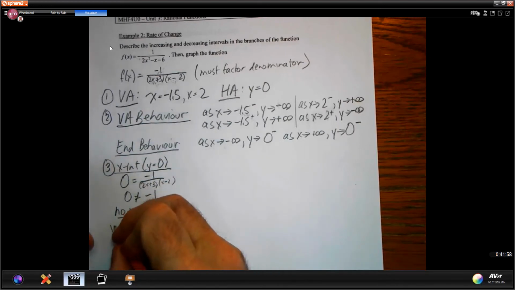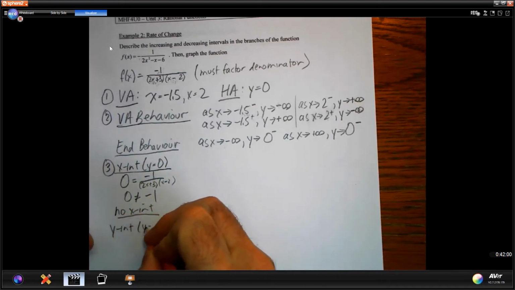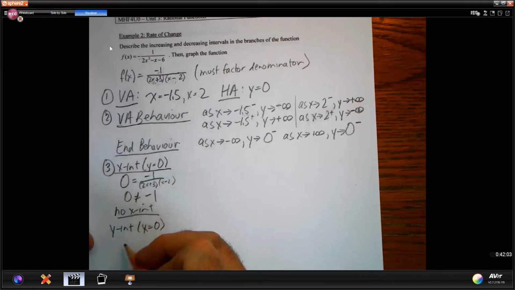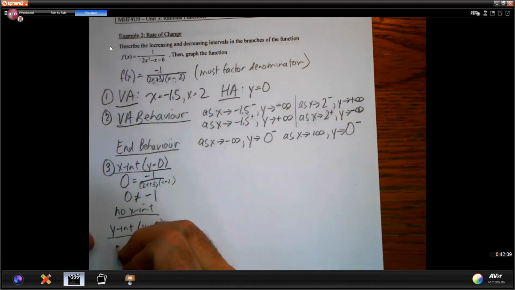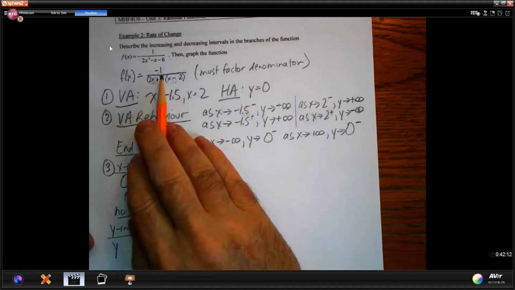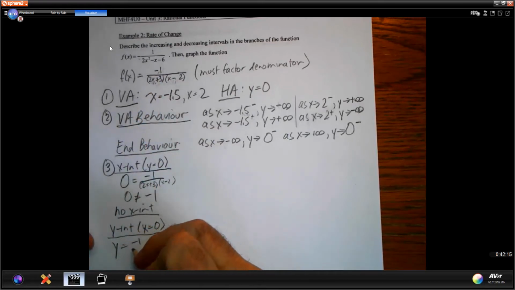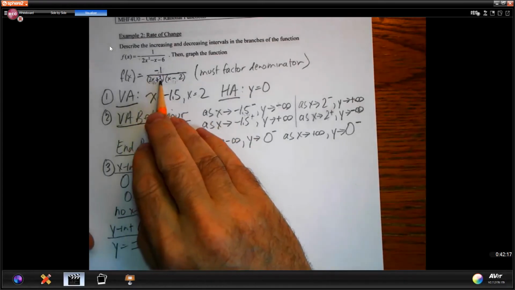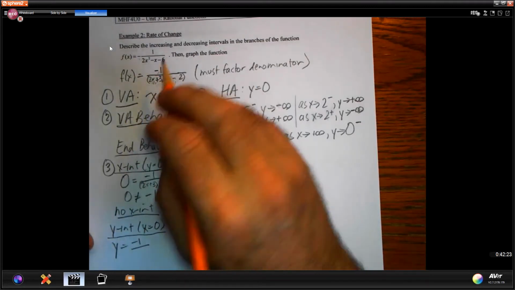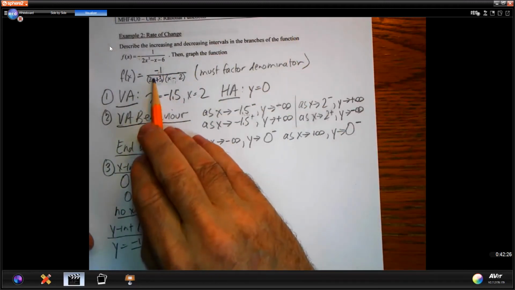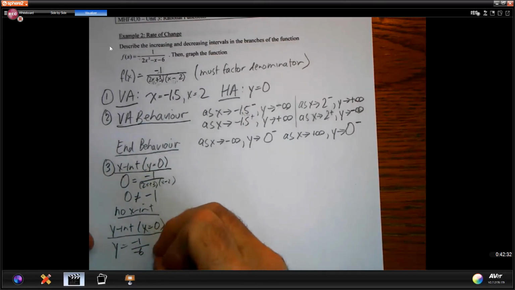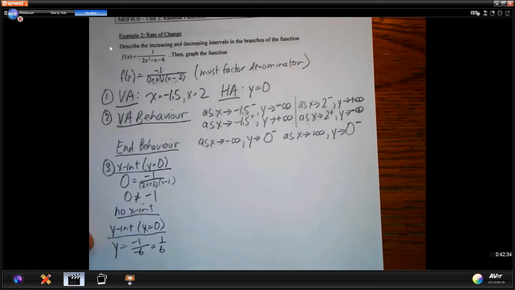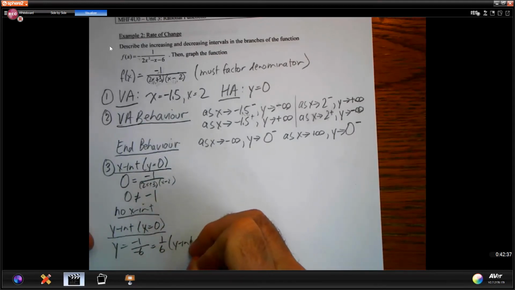Okay, if I do the y-intercept, that's where x equals 0. So if I plug in x equals 0 here, I'm going to get negative 1 on the top. Sorry, the first factor won't be 1. It'll be a 3 and a negative 2, which is negative 6. And that can simplify to positive 1/6. So that's our y-intercept.